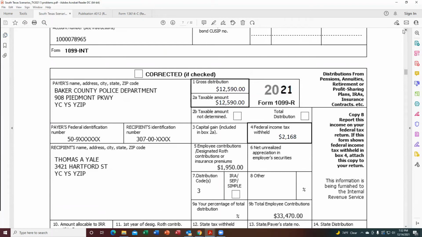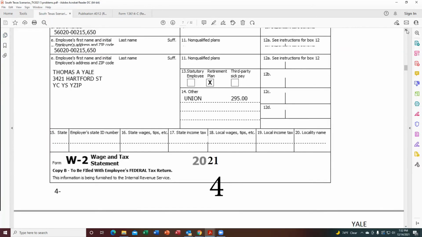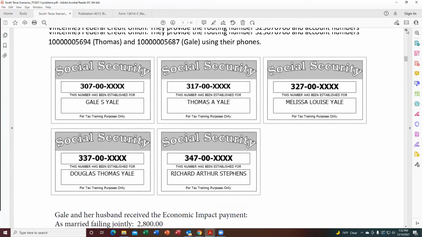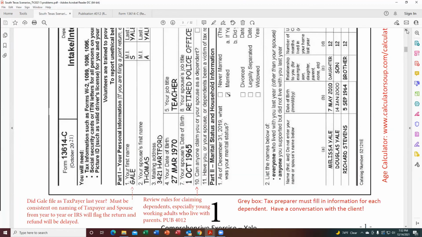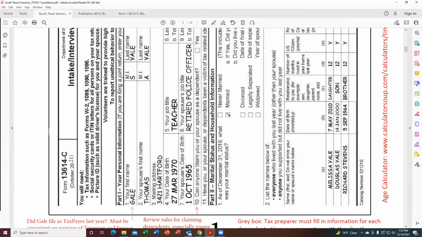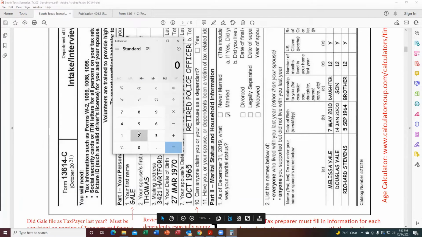Is he like 58? Let's see, let's come up to the information here. It was October 1st of 65. So October 1st, 65. So 2021 minus 1965. Okay, so he's 56. So his retirement age based on the company is 60.